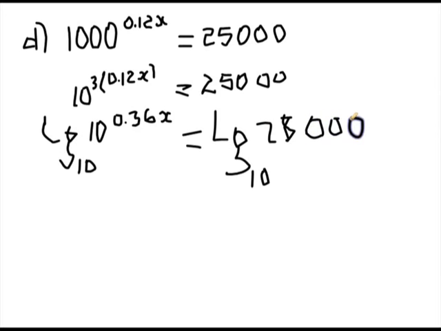so now log base 10. Remember, I told you in your calculator, when you see log, it just means log base 10. Okay, log base 10 of this log. So since I have the same base, log base 10 of 10 to the power of 0.36x, this is gonna give me 0.36x.